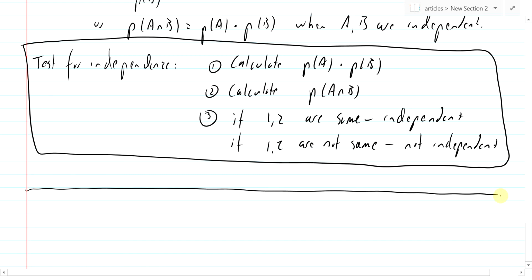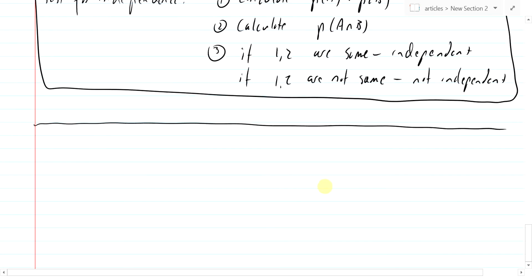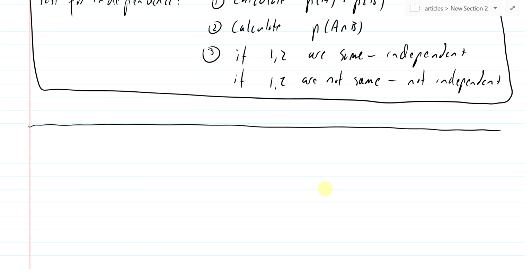Okay, so we can set this up as a little bit of a table. We'll actually set it up as a probability table. It's a Venn diagram. We can turn Venn diagrams into tables.